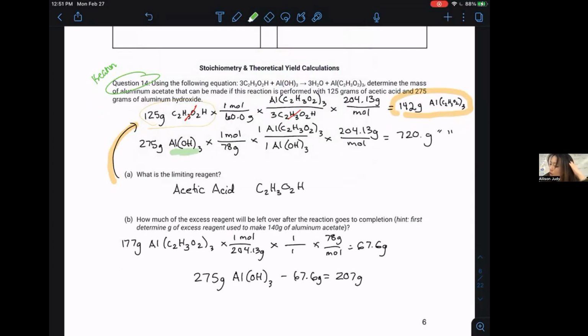So we know we start with 275, but we need to figure out how much was used. So now we're going to take our theoretical yield, 142, and say, how much of the aluminum hydroxide did I actually react to get that amount of limited product? That's all I can make. Otherwise, it's just me left over, right? So then you work backwards.